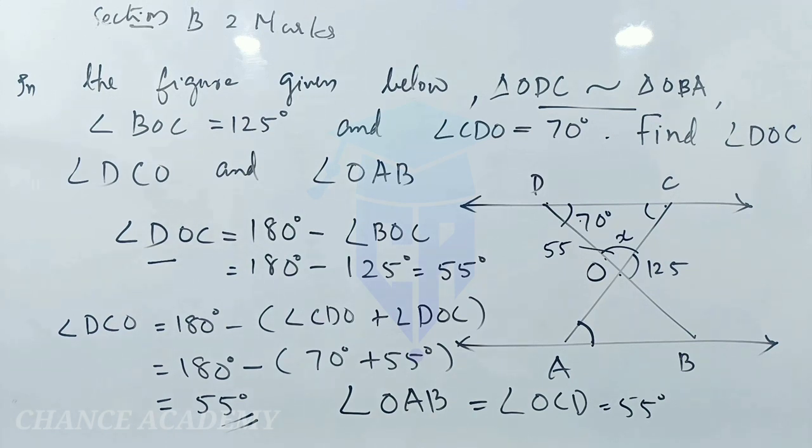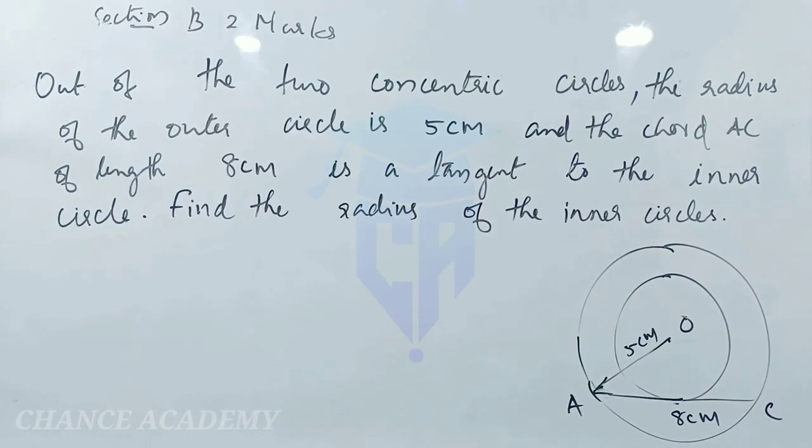So this is a 2-mark question. It's a very important question. The triangles are shown in a different way, and we are applying the similarity criteria in this question. So the next question is from circles, a 2-mark question. From circles, you can expect one 3-mark question too that we can discuss later.